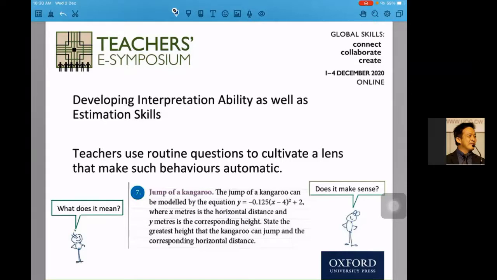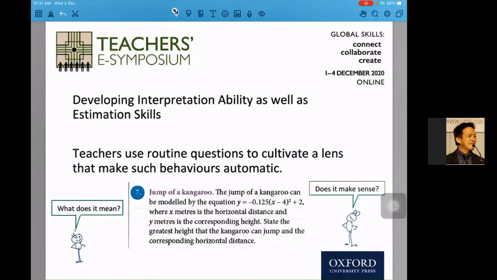Ability to interpret, asking themselves, what does this mean? What does y equals 0 mean? What does x equals 0 mean? What does x equals 4 entail? Asking, what does it mean? The interpretation ability. Also, the estimation skills in relation to the relevant real-world context. Does the answer make sense in relation to that context? In this case, the jump of a kangaroo. These are but 2 examples of what we call the advanced skills.